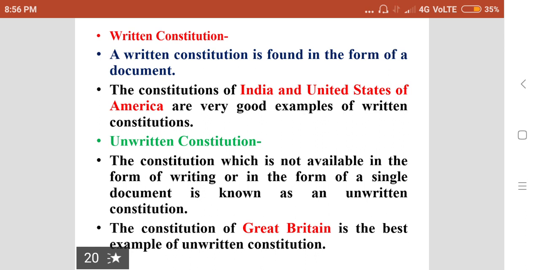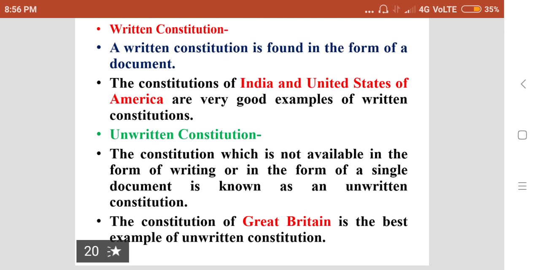Then the second classification is unwritten constitution. Unwritten constitution means the constitution which is not available in the form of writing or in the form of a single document is known as an unwritten constitution. So the constitution which is not available in a black and white document or in a printed form can be called an unwritten constitution. The Constitution of Great Britain is the best example of unwritten constitution.